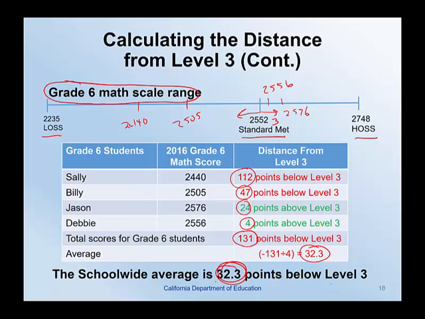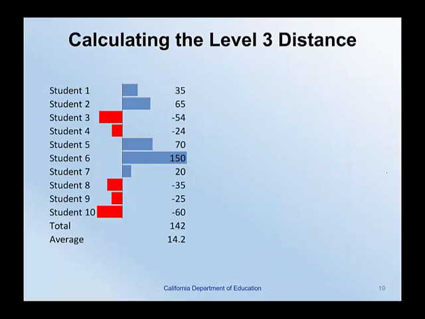status for 6th grade, or in this case, school-wide average, because we only used 4 students. But the idea is that you will have a school average indicator of negative 32.3 points below Level 3, and that is considered your status. Now, here are some implications on calculating the Level 3 distance, just to be aware of.